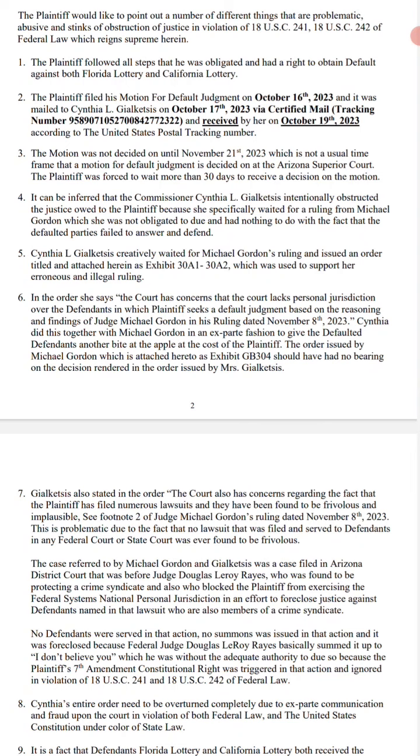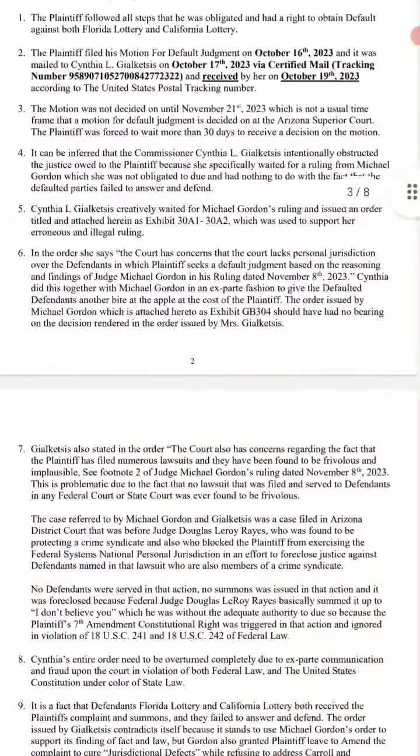The motion was not decided on until November 21st, 2023, which is proof that what they were doing was premeditated, okay? Because she had no good cause or no reason to wait. She had no reason to wait, okay? She waited because they already had instructions and were told what to do. So all these people are criminals.